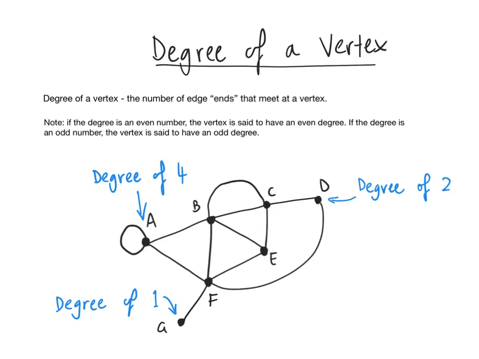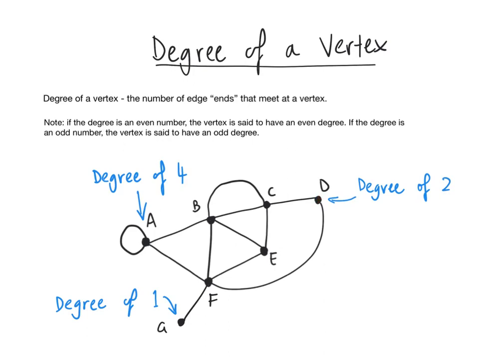G'day. We're going to continue our networks videos by talking about something known as the degree of a vertex. So the degree of a vertex is just the number of edge ends that meet at a vertex. So this vertex A here has a degree of 4 because there are 4 edge ends which meet at that vertex. This vertex here, G, has a degree of 1 because there's 1 edge which meets at that vertex.